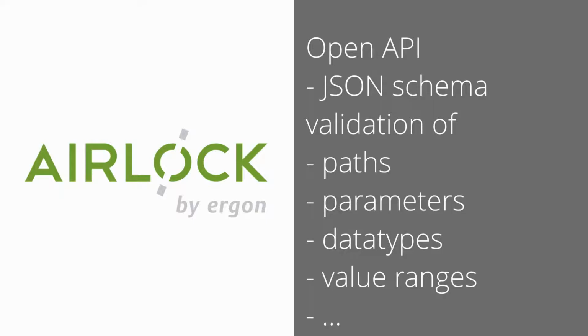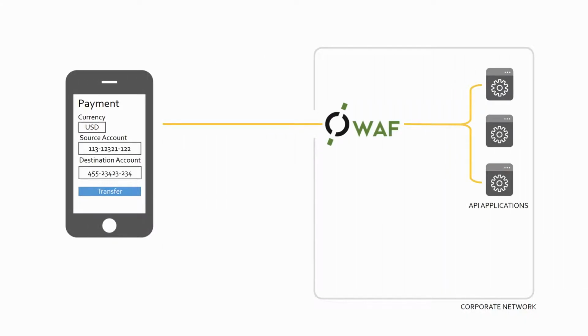But before we start with the demo, it is best to explain this feature with an animation. Here is how it works. On the left side, we have a mobile device with a financial or banking app. So if the user transfers money from the source to the destination account, the app sends a POST request with the JSON body. The request then gets processed by the AIRLOCK WAF.